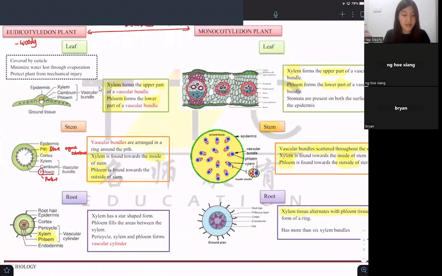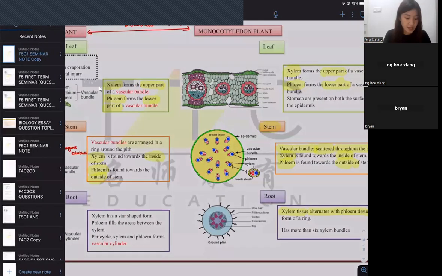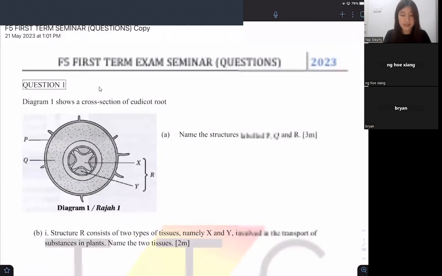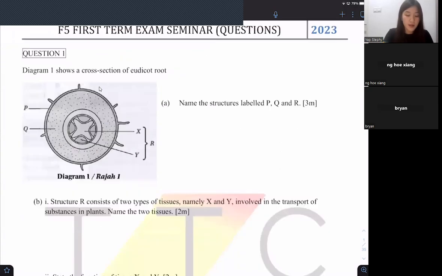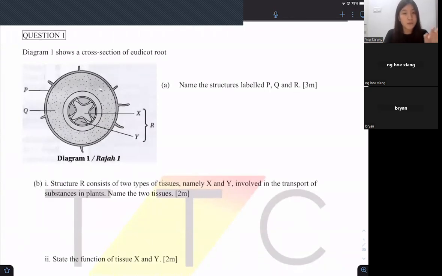Okay, can? So now you all come to see it here for the question. Okay, we start from question one, and if you all know the answer, you can just write it down in the chat room and let me know. So for the first one, diagram one shows a cross section of a dicot root. Name the structure labelled P, Q, R. So what is the P? What is the Q? And what is the R? Name the tissue inside.